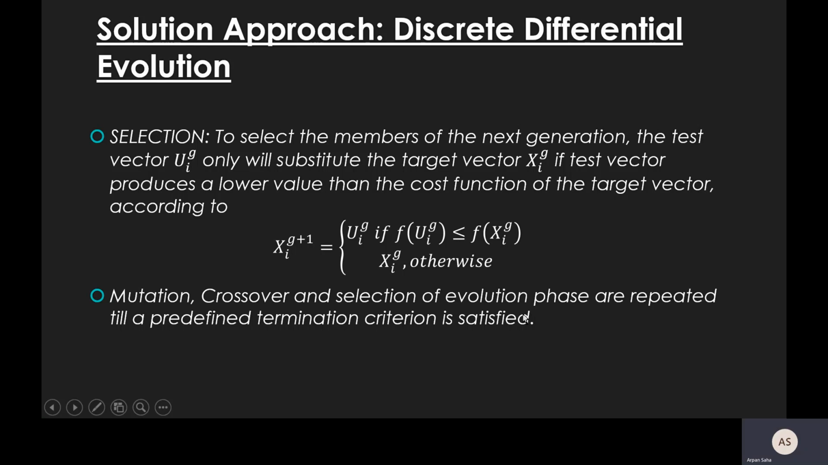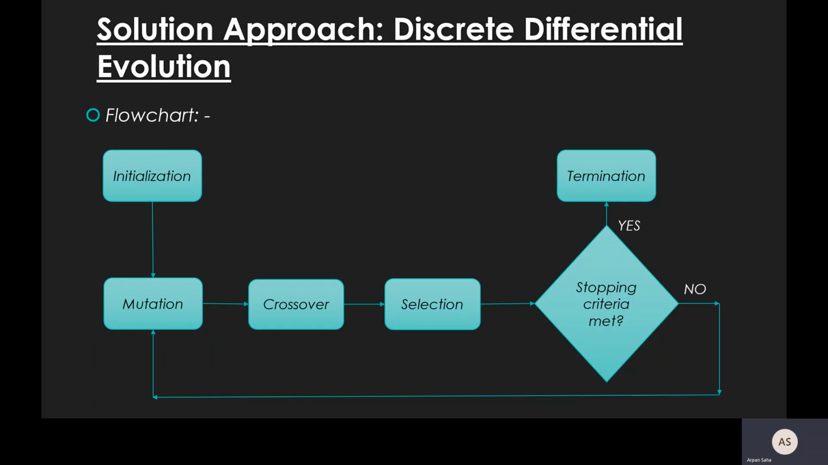So this is all about the differential evolution algorithm, or more specifically in our case, the discrete differential evolution algorithm. This is proven to give better results, in particular in cases like the permutation flow shop scheduling problem. To summarize the differential evolution meta-heuristic technique: first we initialize the population randomly, then we perform mutation, crossover, and selection. Then if the stopping criteria is met, we stop right there. Otherwise we continue to perform these 3 steps: mutation, crossover, and selection.